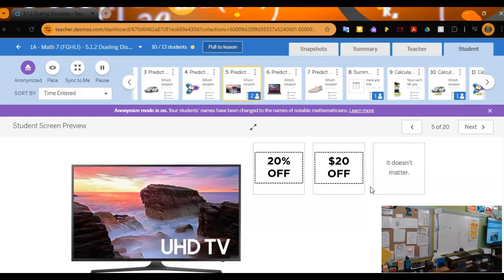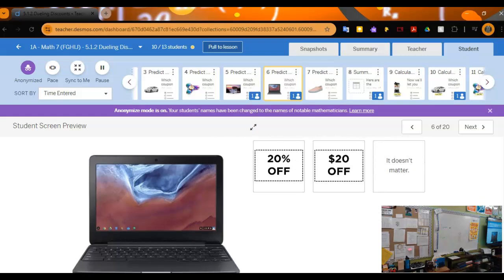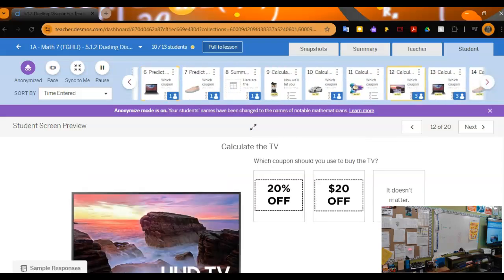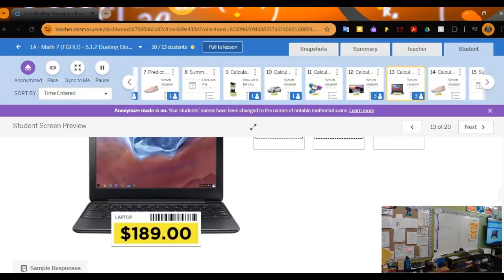Elias picked himself. Elias, what do you think on the computer? $20 off or 20% off? What don't we know here that might be helpful? The price. Wow, you've been working on your ventriloquism, haven't you? You threw your voice across the room. Wait, you know the price? Okay, what's the price of our computer? Oh no, 1819. It's really expensive. Here, let's all come here together.